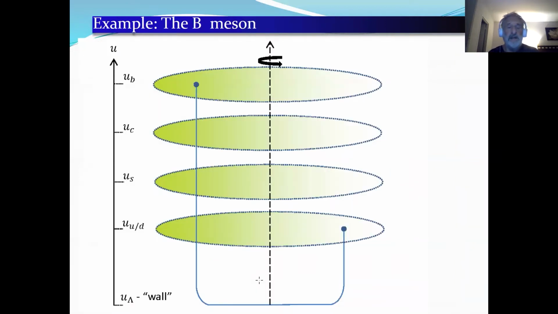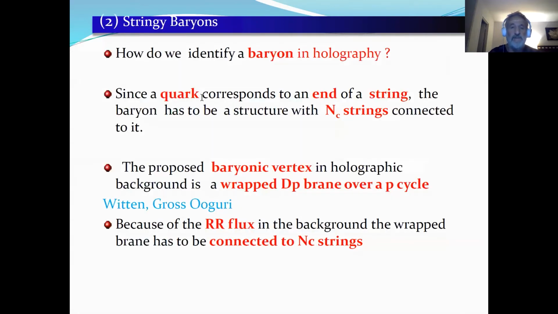Okay, let me give you another example. This will be what we would call a B meson, because it has one end on the flavor brane corresponding to the B flavor, and one on U or D. So this kind of stringy configuration. And if you solve the equations of motion, this is the way that they look in this particular confining background.